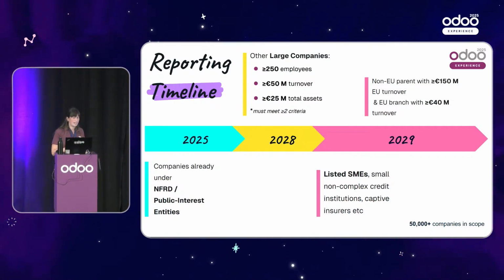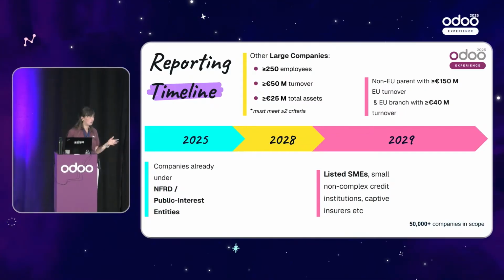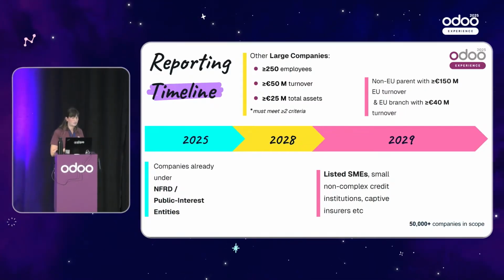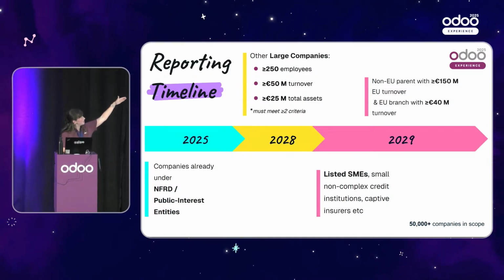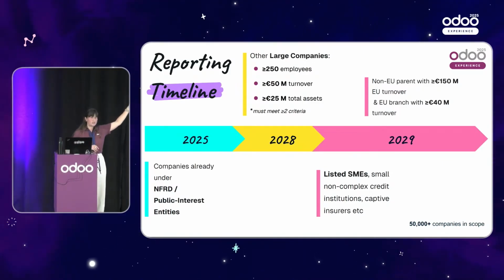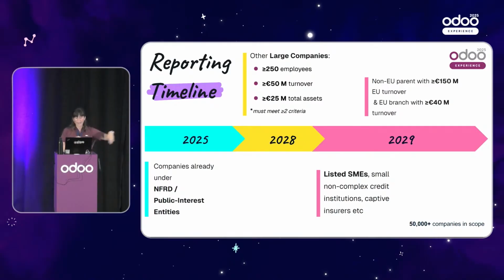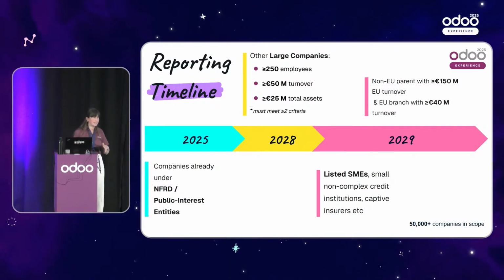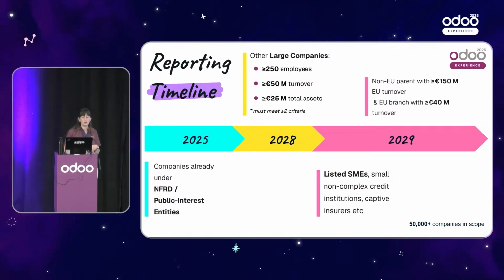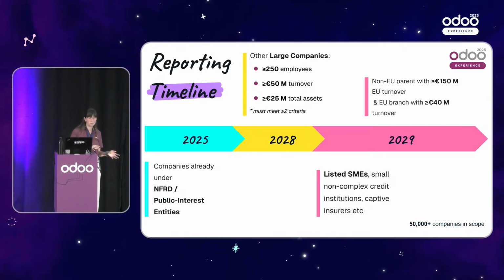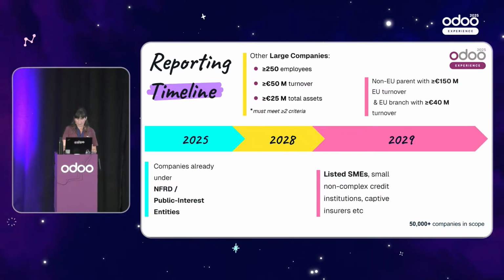And then in 2028, larger companies like Odoo, for example, will have to report, because the companies that will have to report have to meet these two criteria. And so they have to report in 2028, but on the 2027 year. And then for smaller but listed companies, it's in 2029.